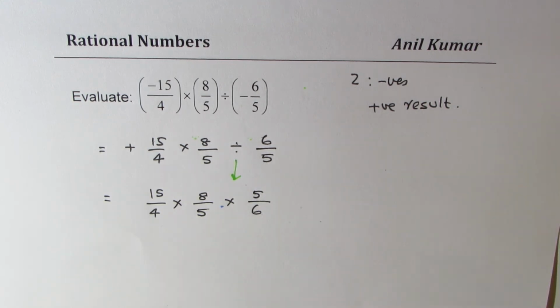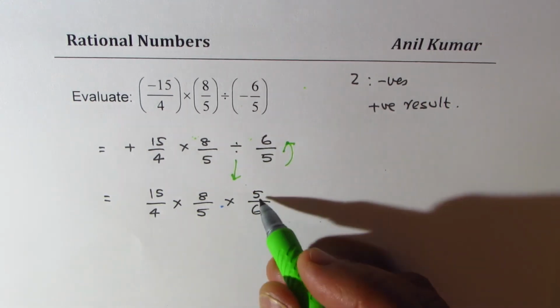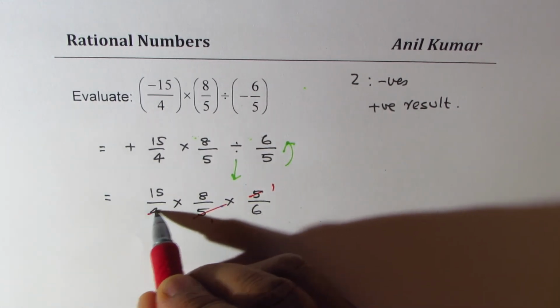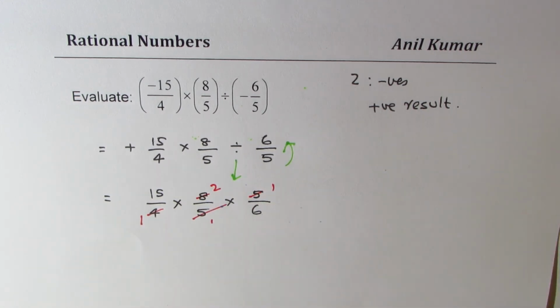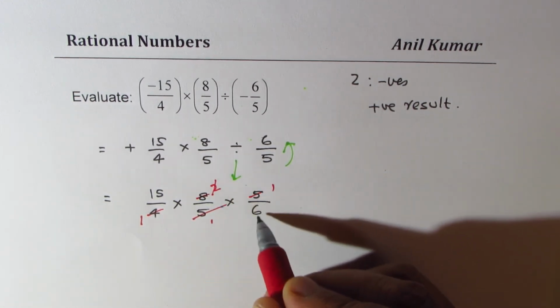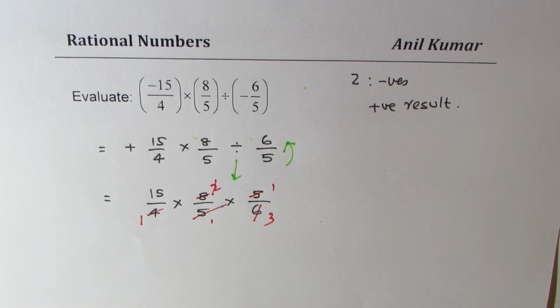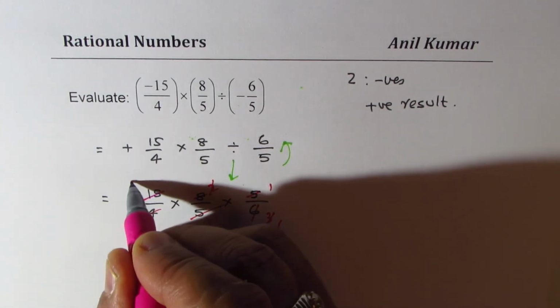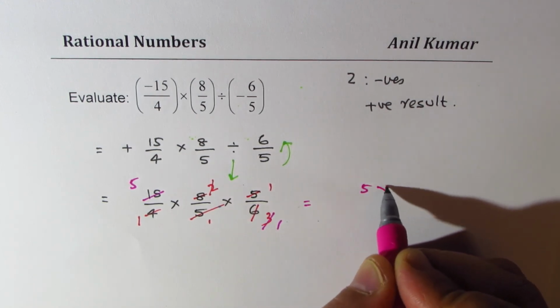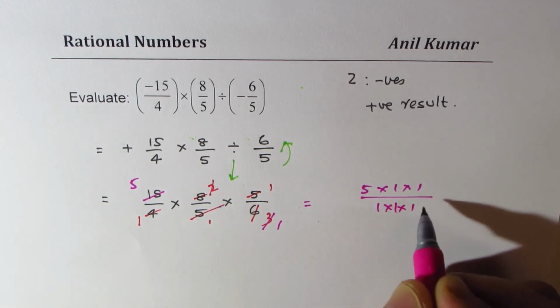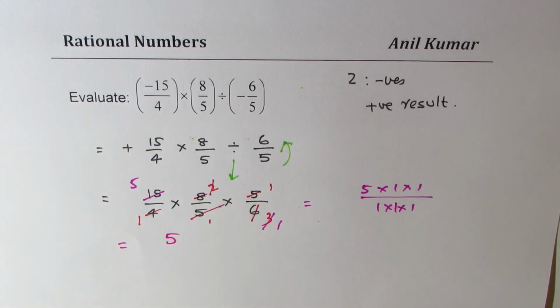So we flipped it. Do you see that? So when we change the sign, we flipped it. It's 5 over 6. And now we are going to simplify. So 5 divided by 5, both goes one time. Correct? Now 4 goes 2 times in 8. 4 times 1 is 4. As far as 6 is concerned, we could divide this by 2, getting us 3. And then we could divide 15 by 3. 3 times 1 and 3 times 5. That gives you 5 times 1 times 1 in the numerator and 1 times 1 times 1 in the denominator. So the answer is 5. Is that clear, right? So it's that simple.